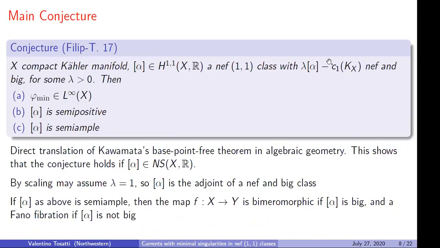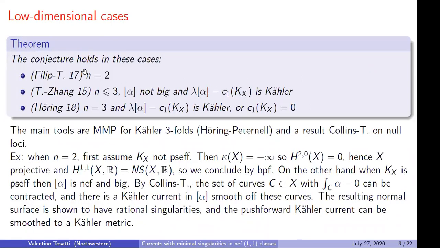This would be the case when you expect to have this Fano fibration, under the stronger assumption that it's the adjoint of a Kähler class, not just an FM big class. So the assumption here is that lambda alpha minus Kx should be FM big, but you can strengthen it to Kähler if you want. Under these two conditions, we proved it. Then Andreas Höring extended this in dimension 3 to the case when alpha is big, still under the assumption of scalar, or in the Calabi-Yau case when c1 of Kx is 0.